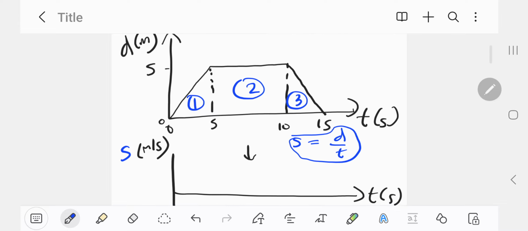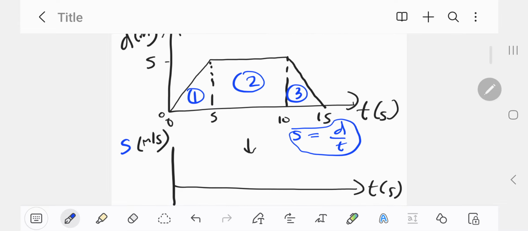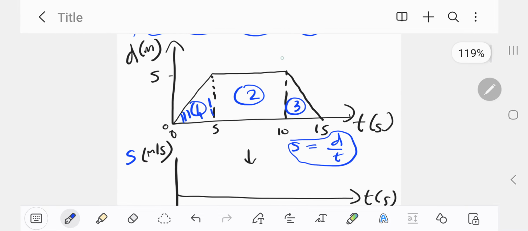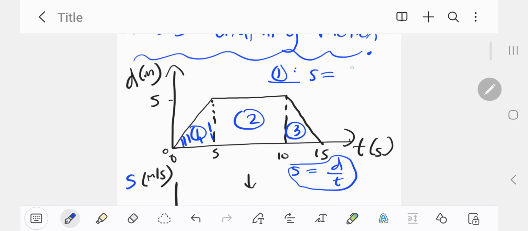To go from distance-time to speed-time, we know that speed is distance divided by time, right? So for this segment here, segment 1, what is the speed? I'm going to write it down here. For 1, speed is distance divided by time. Distance is 5, right? It covers 5 meters in 5 seconds. That's the time. So 5 divided by 5, that's 1 meter per second.